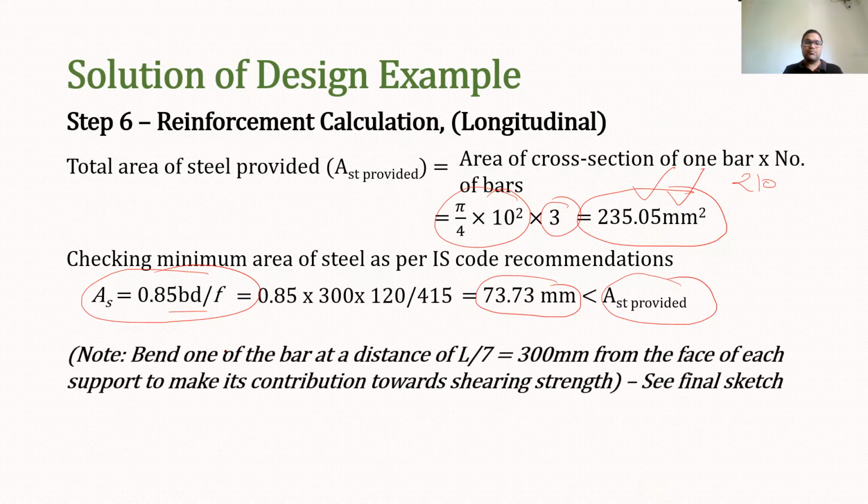Similarly, this area should be less than the maximum area of steel, which is 4% of the total cross-sectional area. So by calculation, we can verify that this area of steel will be less than 4% of the total cross-sectional area of the lintel. Now what we can also do is bend 1 bar. Generally, we bend up 1 bar and that bent up bar acts as a resistance to shear force. So to resist shear force, generally we bend bars.